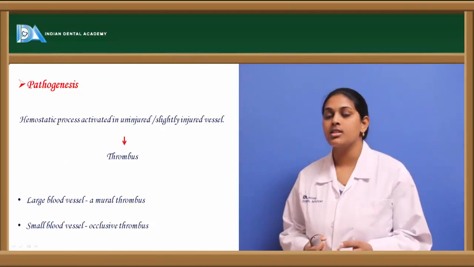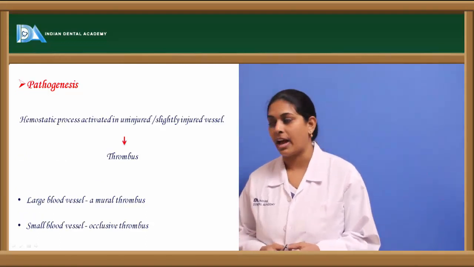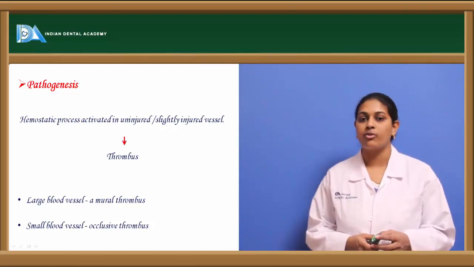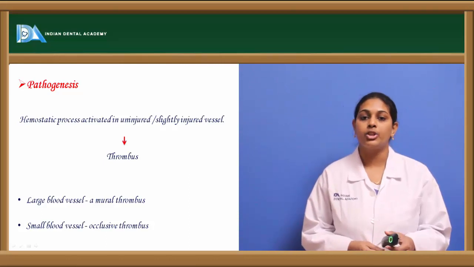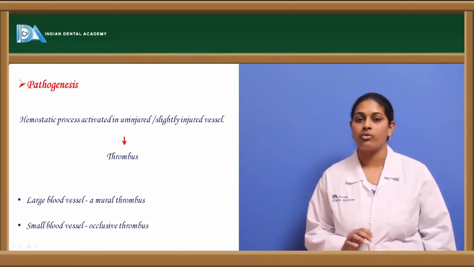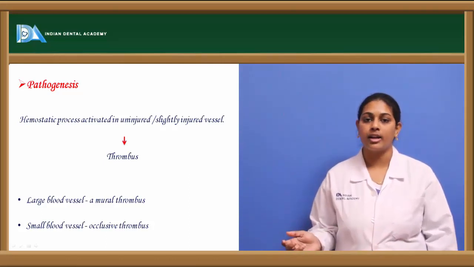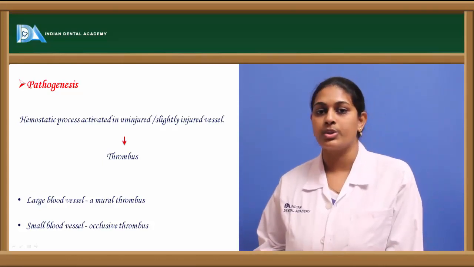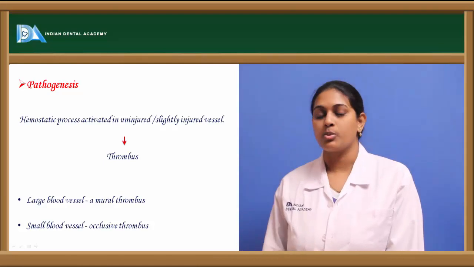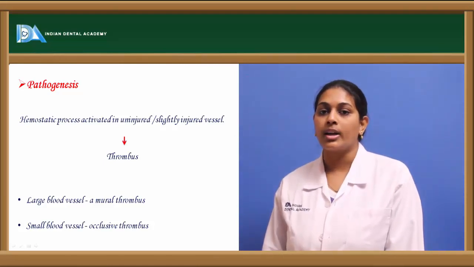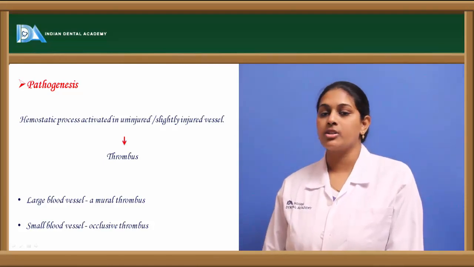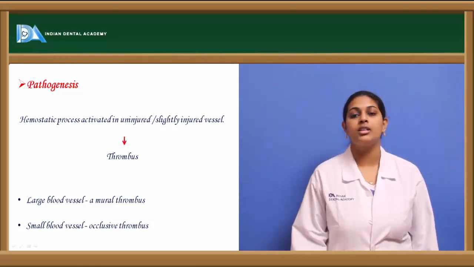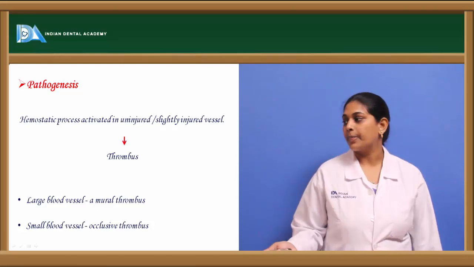Coming to the pathogenesis, the hemostatic process being activated in an uninjured or slightly injured vessel results in the formation of a thrombus. That is, normally a clot forms during injuries only, but in thrombosis we see that even an uninjured vessel results in the formation of a blood clot. When there is a large blood vessel showing this condition, it is known as a mural thrombosis, whereas when there is a small blood vessel, it is known as occlusive thrombosis.